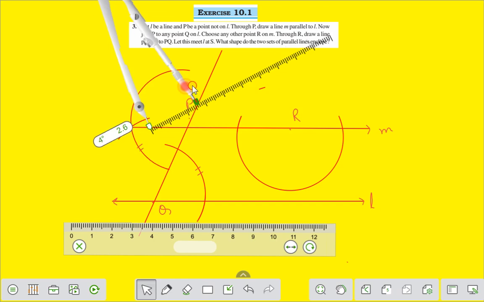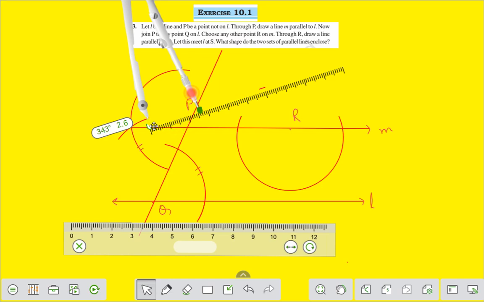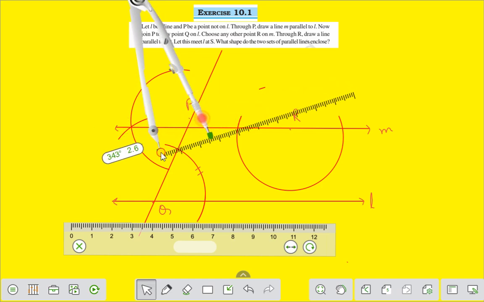Take the measurement of this arc, that is from here.